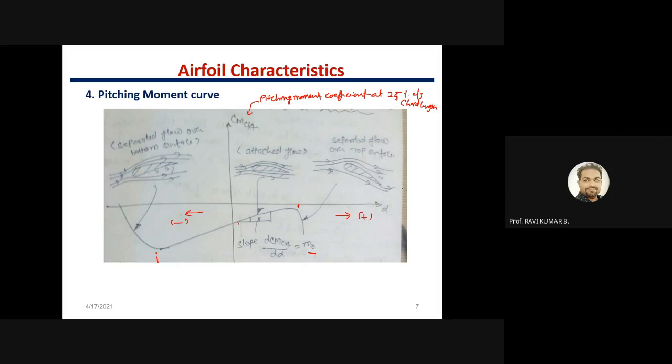But from the moderate angles, in all the practical range of angle of attack, the pitching moment coefficient is almost constant. Clear? So as long as you have attached flow, you will be getting the linear variation of the pitching moment curve. All right, so these are the different characteristics of an airfoil. It can generate lift and drag, and due to this, variation will come in pitching moment, and L/D. Usually L/D is also one of the important parameters when you are talking about airfoil characteristics. So with this, airfoil characteristics is over.